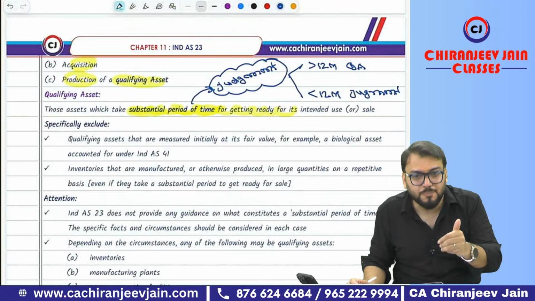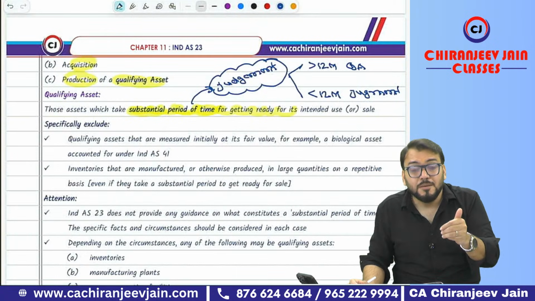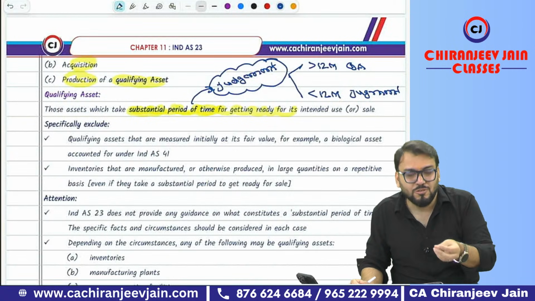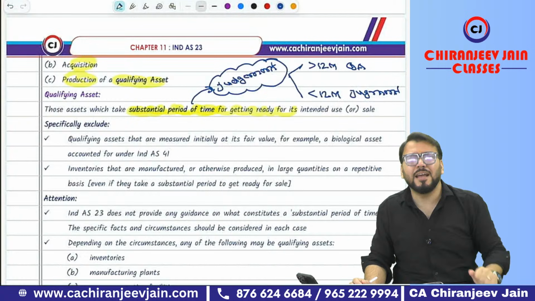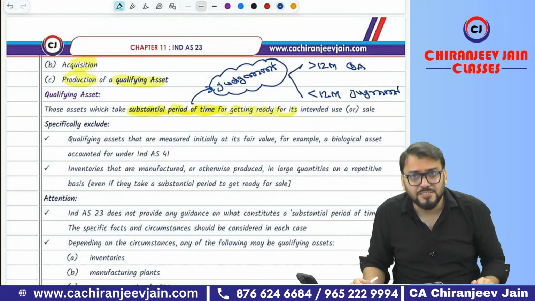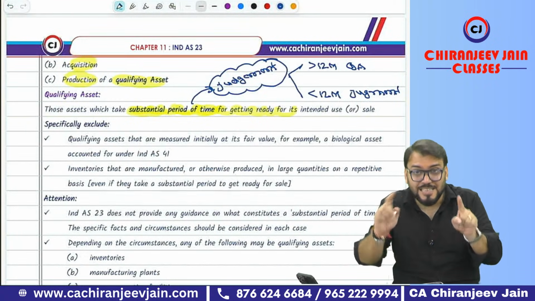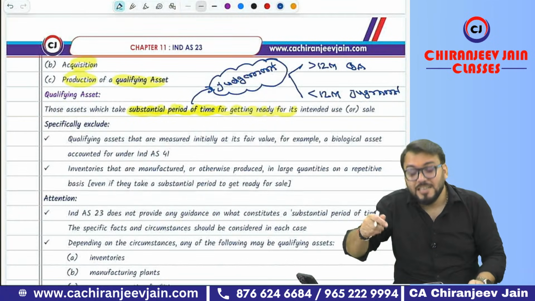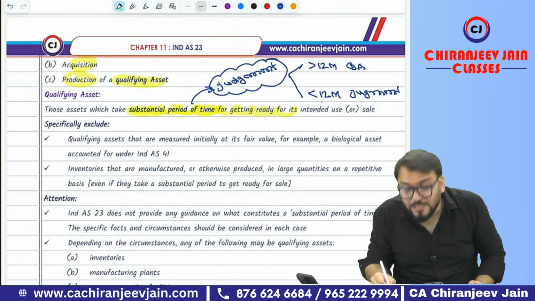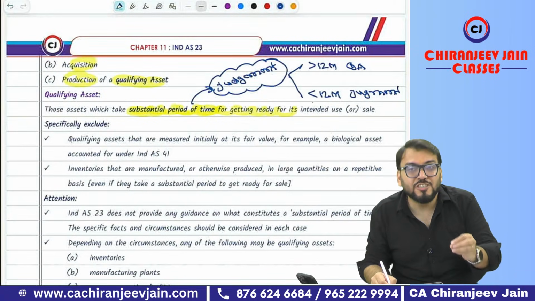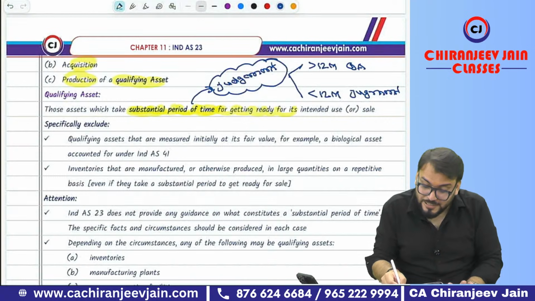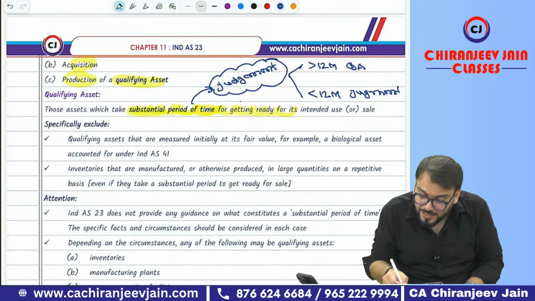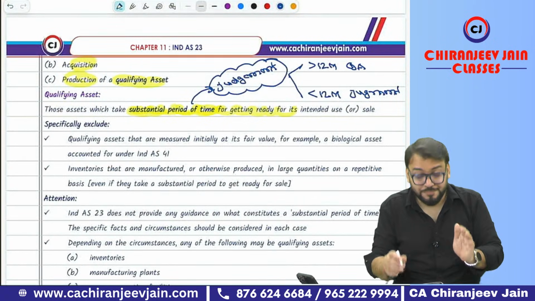For example, suppose you are constructing a building and the building has taken 9 months for the construction. Of course it is a qualifying asset. Why would it not be a qualifying asset? AS 16 says that if it is taking less than 12 months, we need to apply judgment based on the facts and circumstances of each case. But Ind AS 23 is totally silent about the explanation of this. We need to apply judgment.